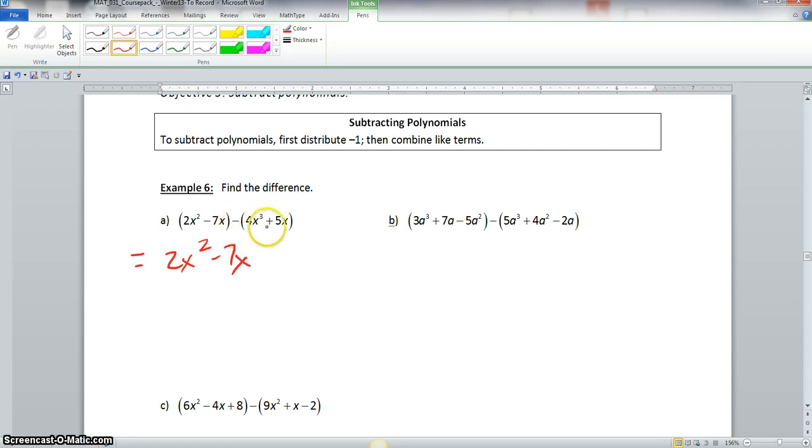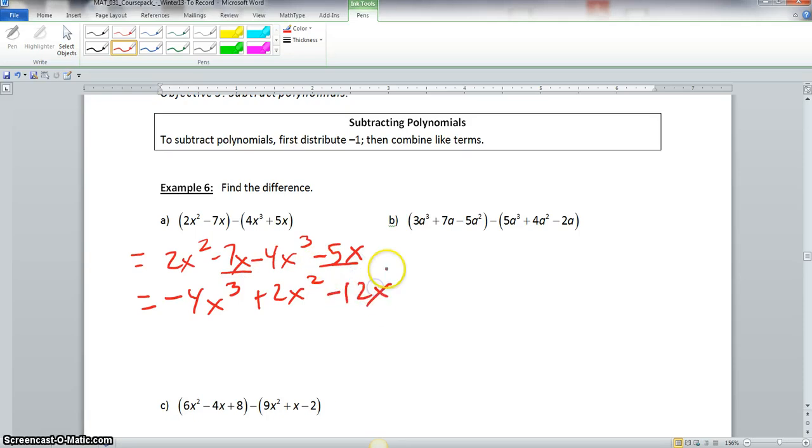And because this minus sign is in front of the parenthesis, you could do -1 times both of these terms, or you could use this little trick here. Whenever you have a minus sign in front of a parenthesis, all you need to do is change the sign of both of the terms. So this 4x cubed will become a minus 4x cubed. This positive 5x will become a minus 5x. So now we combine like terms. We add negative 4x cubed plus 2x squared, and a minus 7x minus 5x will give you a minus 12x. And that's it for that problem.